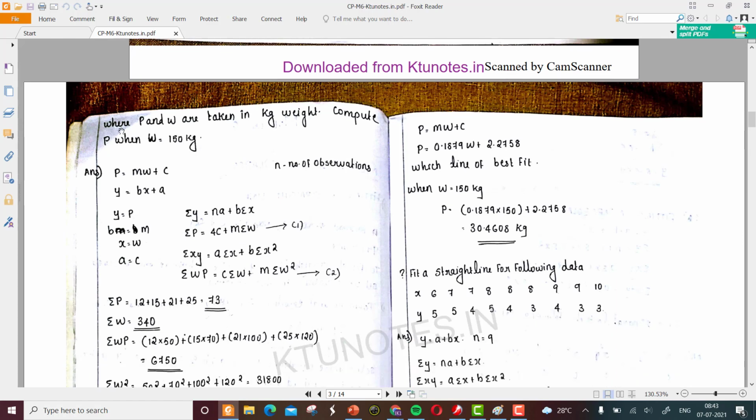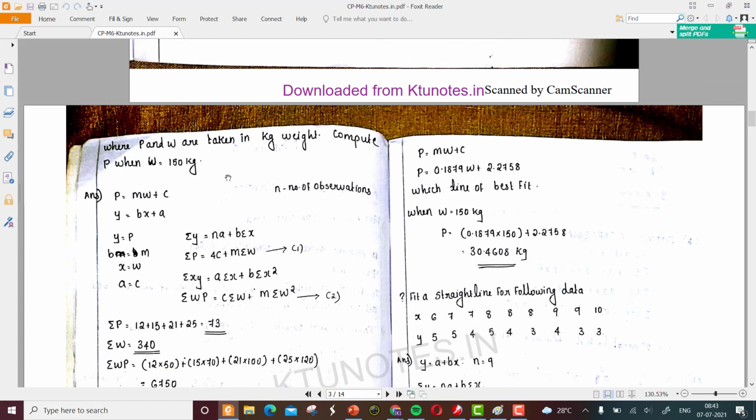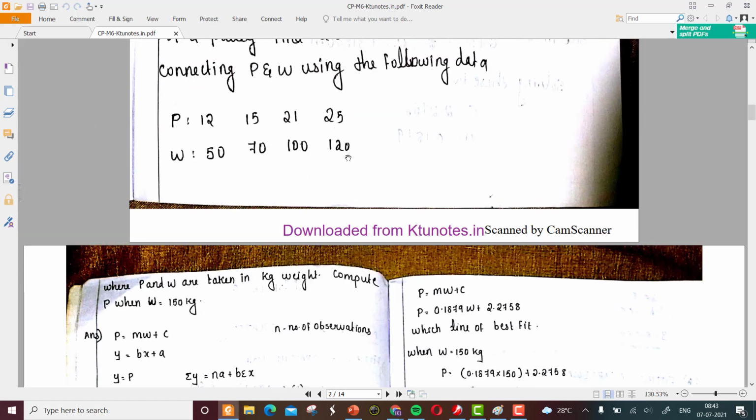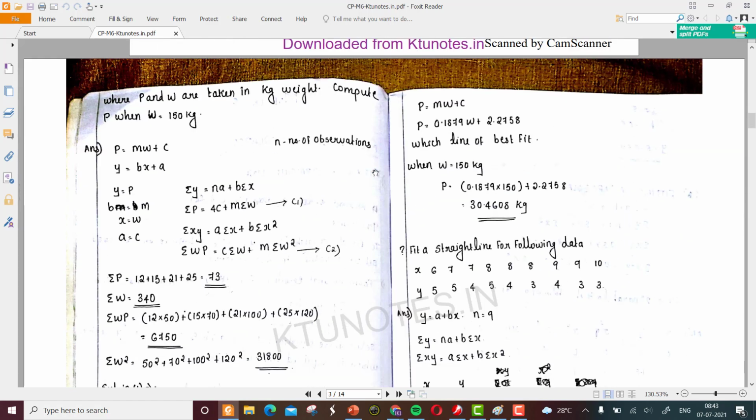So we know where P and W are, in kilogram weight. The weight unit is given in kilogram weight, and we must compute P when W is equal to 150 kilograms. We have the values up to 120. We want to get a value at 150 by proposing an equation, and from the equation of the straight line we have to find the value of the pull required for lifting 150 kilograms.